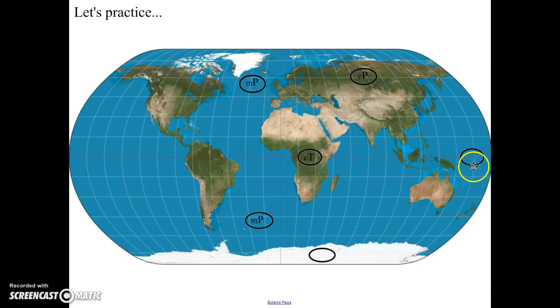Let's try this one over here. So it's on the water. So it'll be very wet or maritime. And again, it's right on the equator. So maritime tropical, mT. And last but not least, we have this one down here. So it's over Antarctica, which is ice. Antarctica is a desert, so it's going to be dry, so it'll be continental, and because it's over Antarctica, it'll be extremely cold, so continental Arctic.